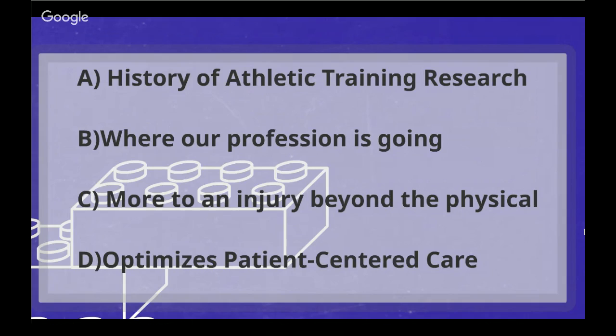As I mentioned earlier, there's also more to an injury beyond the physical. You have to take into consideration the psychological, you have to take into consideration the societal to really be able to treat the injury. And finally, it all comes down to our patient. We need to optimize patient-centered care. If we can prevent or if we can identify risk factors, then we are able to give the best patient-centered care that we can and to hopefully prevent the injury to begin with.